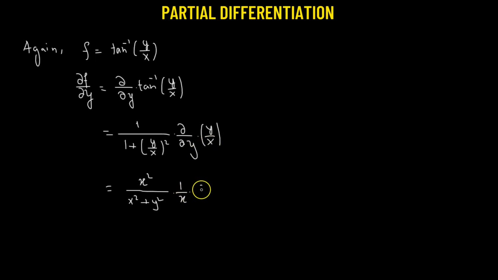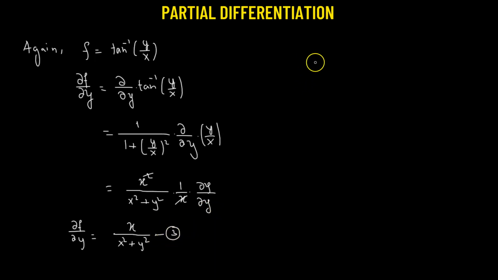So this will be multiplied by the partial derivative of y with respect to y, which gives us the partial of f with respect to y equals, the x from the denominator and the x from the numerator cancel, so we have x divided by x squared plus y squared. Here the partial of y with respect to y is equal to 1. Let's label this as number 3.